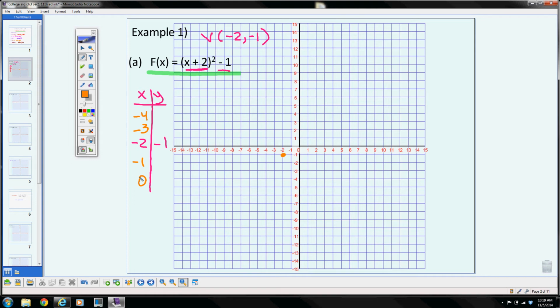So let's try negative 4. If I plug in a negative 4 up here, I get negative 4 plus 2, which is negative 2. Then negative 2 squared would be 4, and 4 minus 1 is equal to 3. So over here on my chart, I'm going to put a positive 3. Now let's try another number.